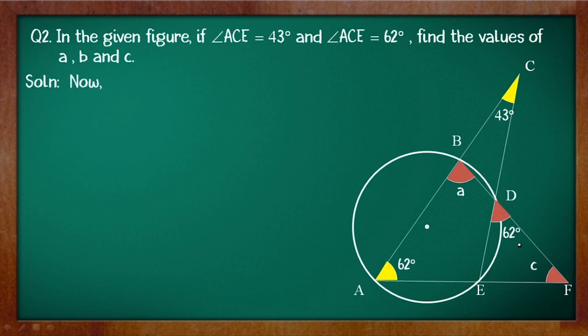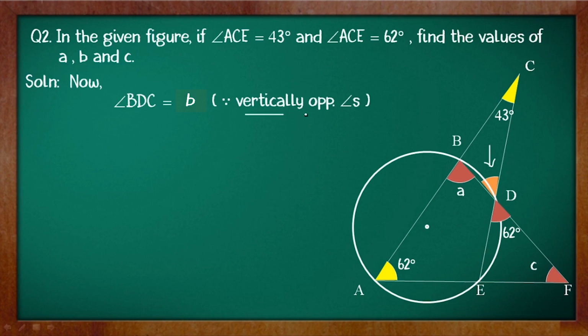Now what we'll do is BDC. So this is angle BDC here, and this is angle B. These will be equal. Why? Because these are vertically opposite angles. So these two angles will be equal. So angle BDC will be 62 degrees. So this is 62 degrees, and this is also 62 degrees.